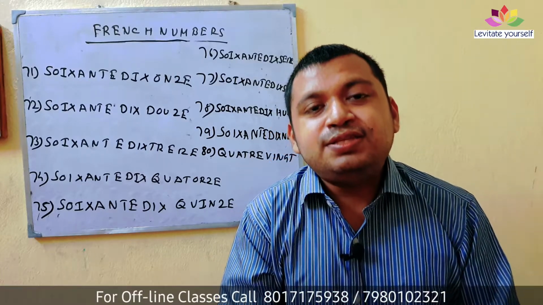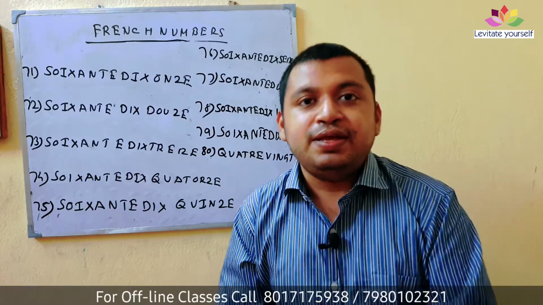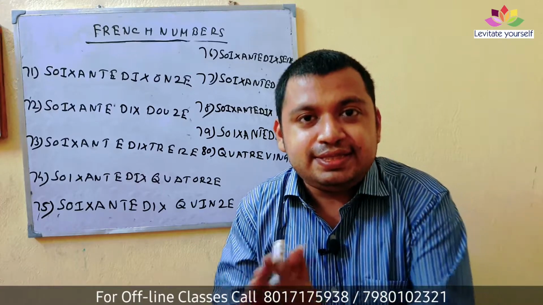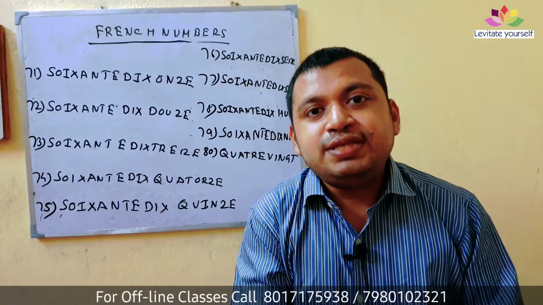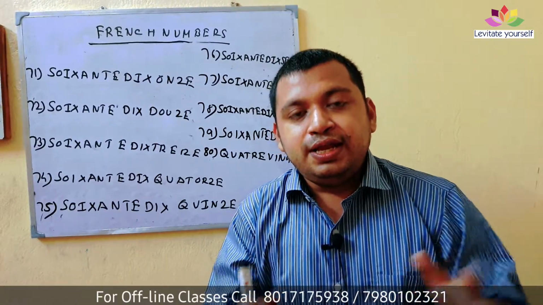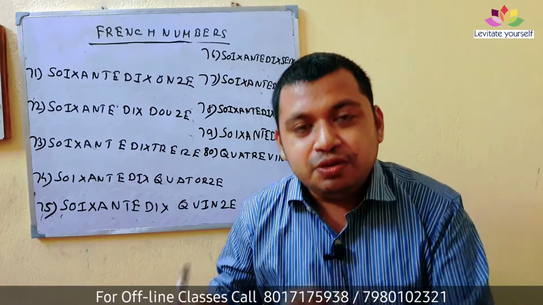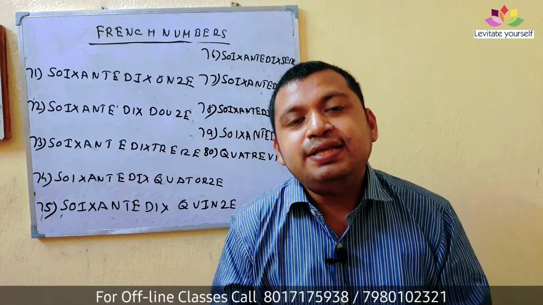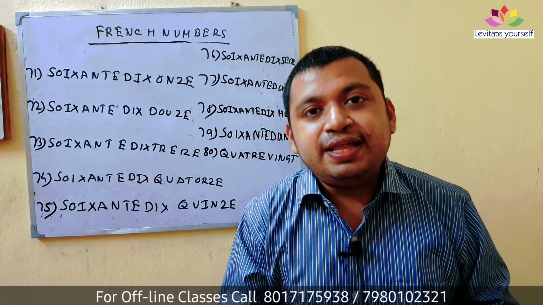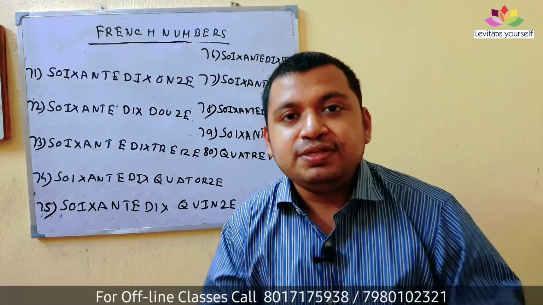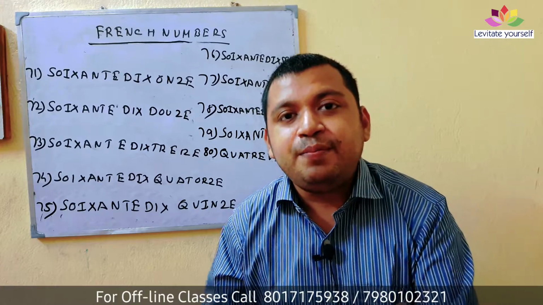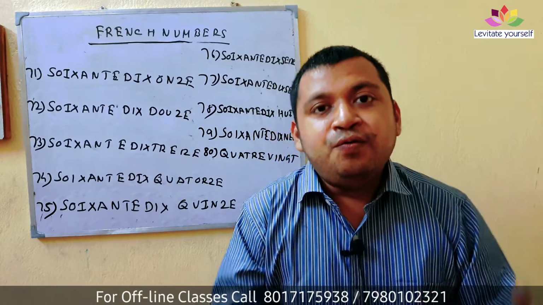Number 77 is soixante dix sept. Number 78 is soixante dix huit. Number 79 is soixante dix neuf. And number 80 is quatre vingt.